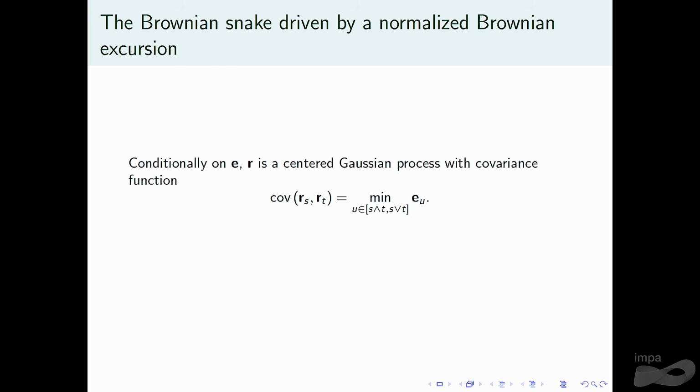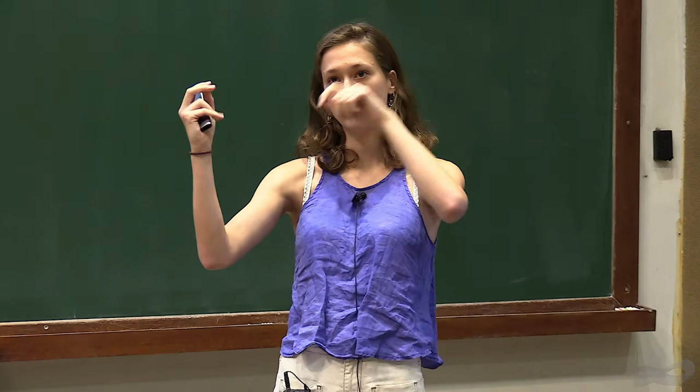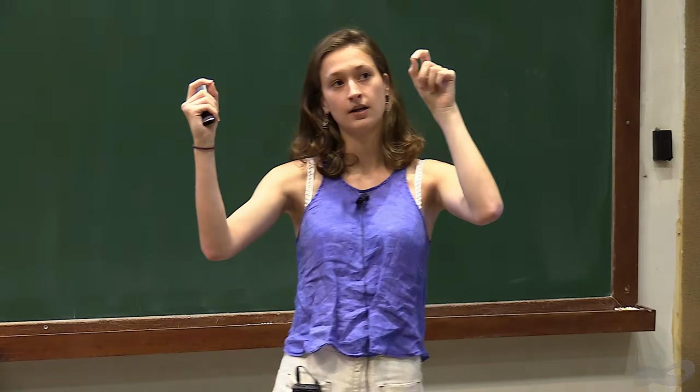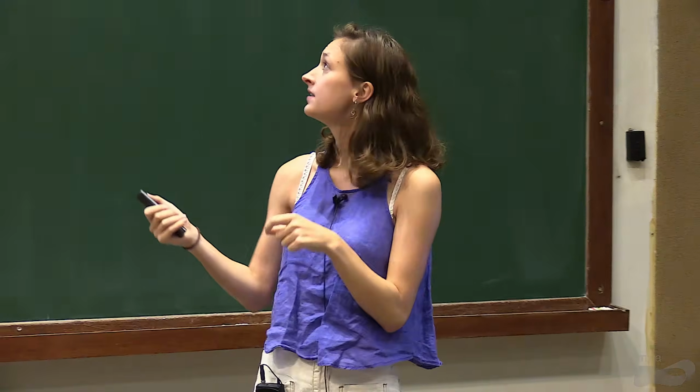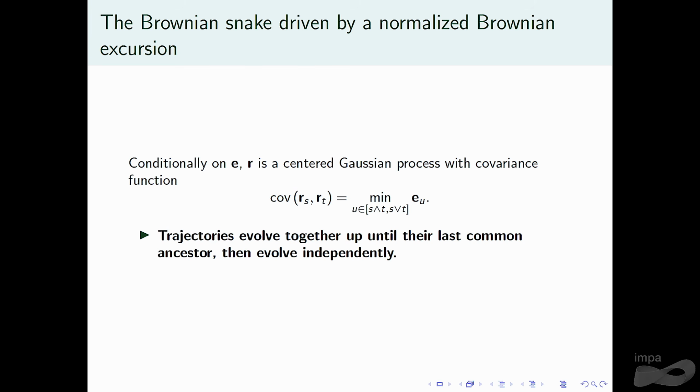What's it capturing? Well, if we think back to the contour function, when we placed glue on it, we basically saw that the minimum between two points in our function was associated with the last common ancestor, right? And so that's precisely what we're capturing here, that these paths, if I take two vertices in my tree, they're going to evolve together up until their last common ancestor, and then after that point, they'll evolve independently of one another, okay? So this covariance is just saying trajectories evolve together up until there's a branch, and then they're going to do their own thing.